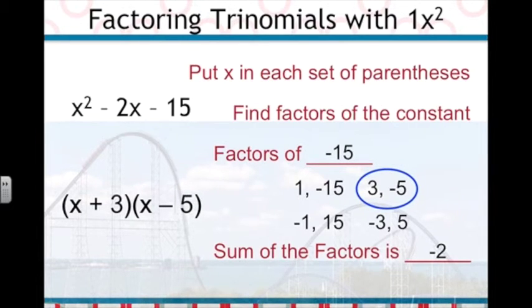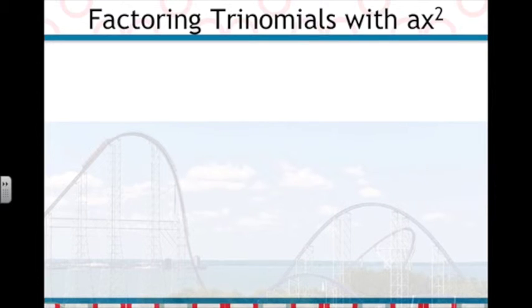Now we can put a plus 3 and a minus 5 as the second terms of the binomials, giving us our final answer. x squared minus 2x minus 15 equals x plus 3 times x minus 5. When x has a coefficient, a number in front of it, we need to do a couple more steps, but the rest of the process is pretty much the same.